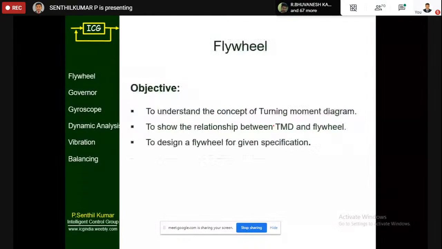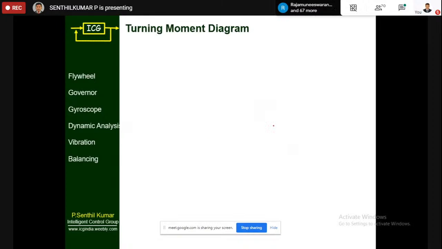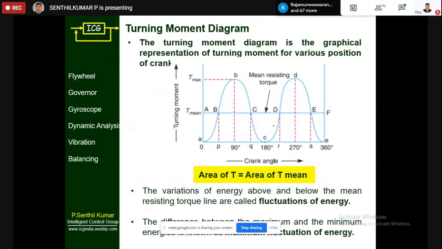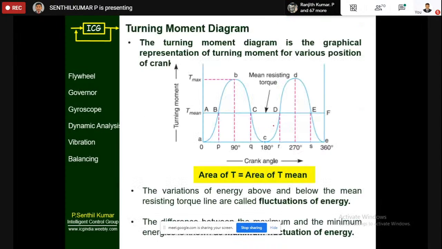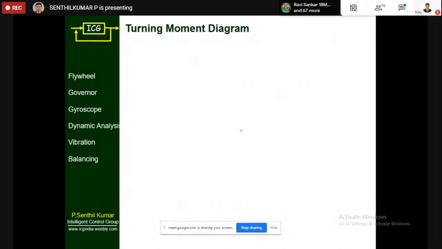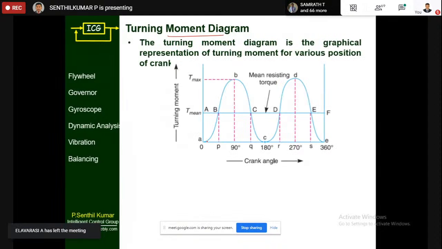That is flywheel. I'm not going to cover all the topics. You can refer to the S.S. Rattan book and R.S. Khurmi, which have some MCQ papers. Then you can also refer to whatever book your faculty member told you. So let's take flywheel. What is a flywheel? Before that, we have the turning moment diagram, but I'm not going in depth, because you have already studied all those things. To study flywheel, you need the turning moment diagram, so you may get questions from it.